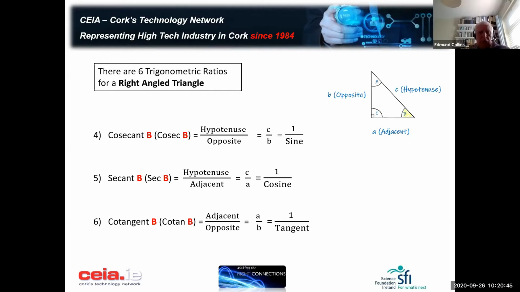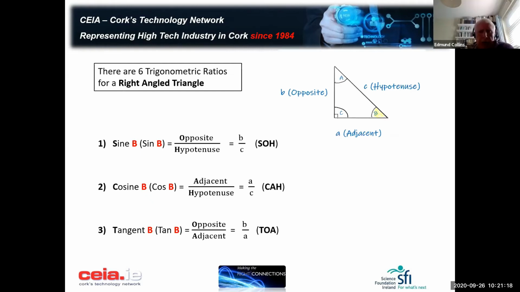That could be a point of confusion there. The secant of an angle is the hypotenuse over the adjacent. In the case of our triangle here, it's c over a, and it's 1 over the cosine. Again, the third letter there is C, so that could help you remember that it's 1 over the cosine. And then finally, the cotangent is easy enough. We know it's 1 over the tangent, and that's just the adjacent over the opposite. So a over b.